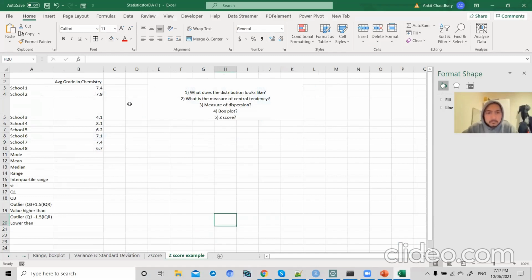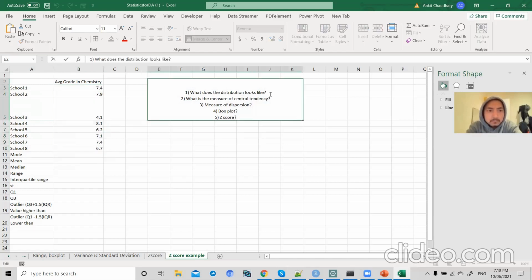Now, this part will be your homework. Here we have data for schools and the average grade in the school. Looking at this data, what does the distribution look like? We need to do a histogram or box plot and see if you have any outliers or if your shape is symmetrical. Check using histogram or box plot and see whether it's symmetrical, left skewed or right skewed.